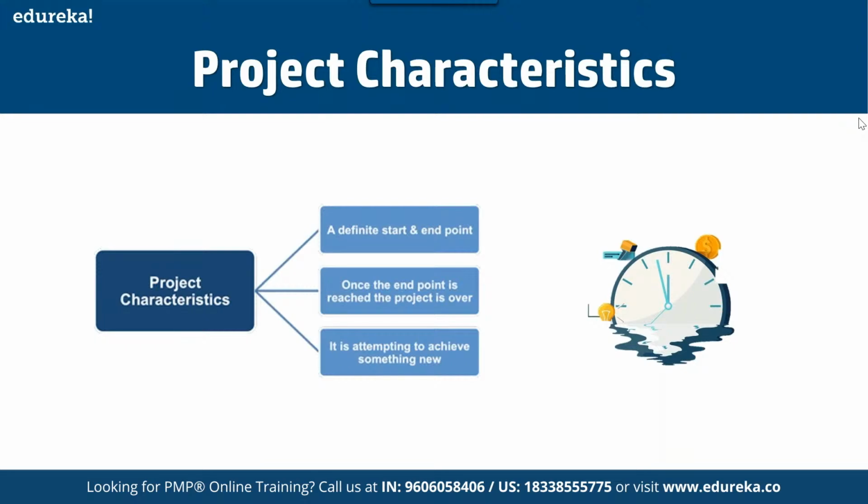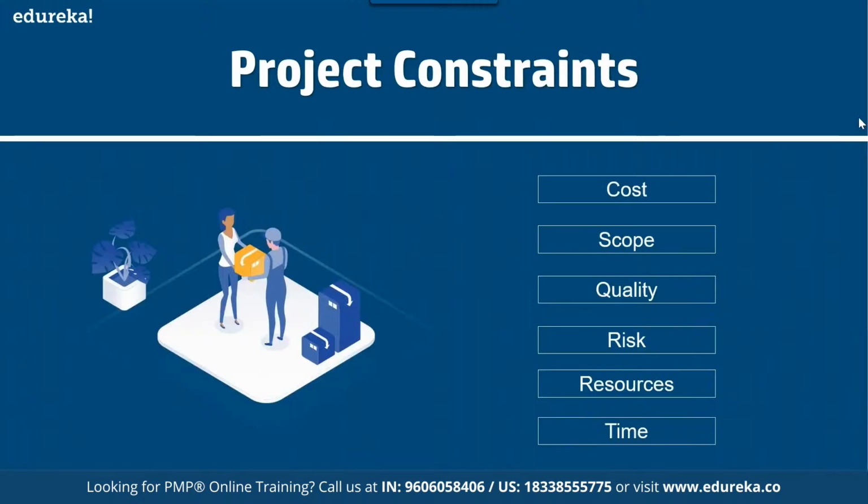Now let's talk about some of the project constraints, like what kind of constraints you can have on the project. We're going to talk about each of the constraints one by one. One of the biggest constraints that we have is cost. If I want to develop or build something and I don't have that budget, then I will not be able to build the project.